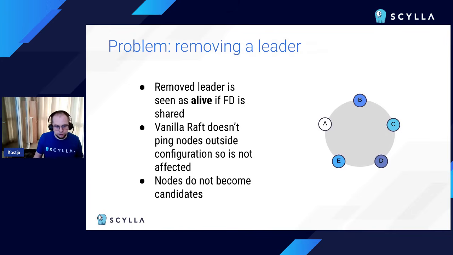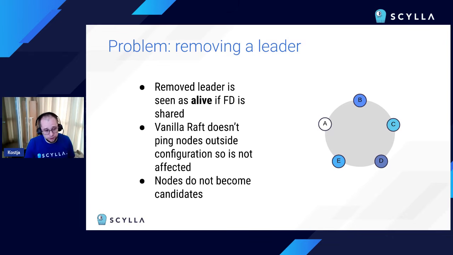But that created a new problem. If you depose a leader in the cluster or remove the leader from the cluster, it stops pinging the followers. So that's how followers naturally detect that the leader is dead. If you have a shared failure detector, you can remove the old leader, say A, but B, C, D, and E might think that it's still alive because it's still present in some other group.